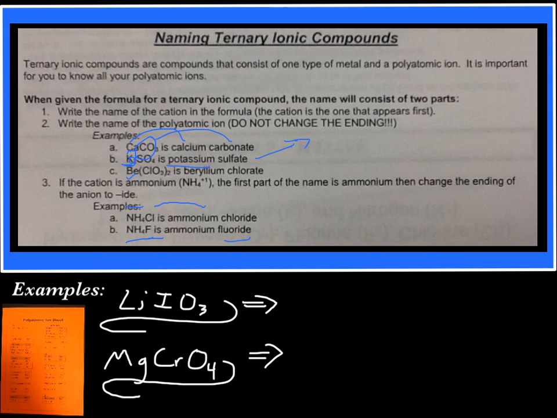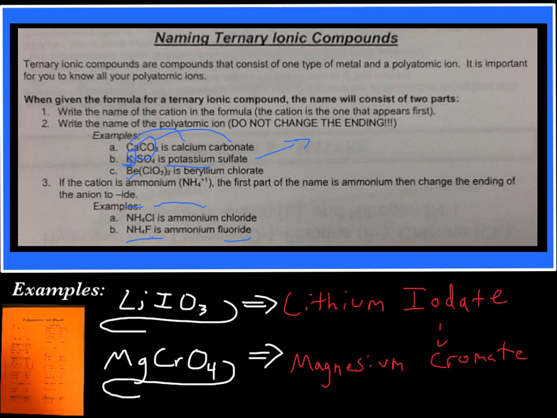Alright guys, and then for these last two example problems, you can add these to the bottom of your notes, and if you want you can pause it so you have time to do it real quick. Alright, the answer will be, sorry about that, lithium iodate, and then magnesium chromate with an H right there.